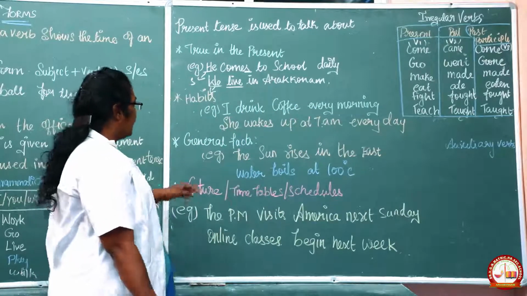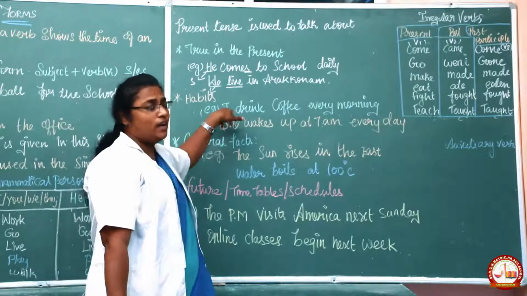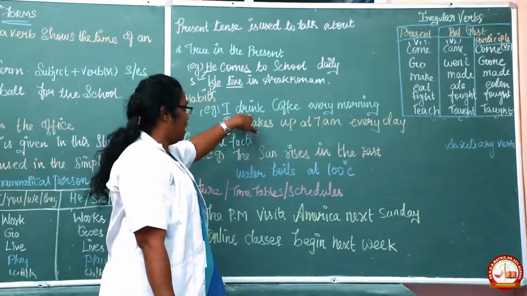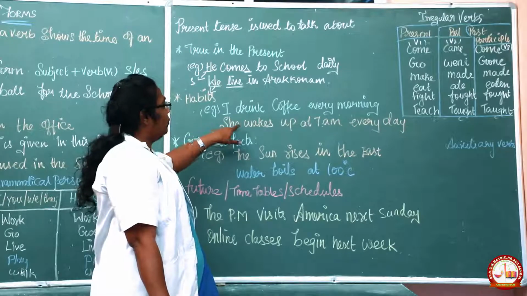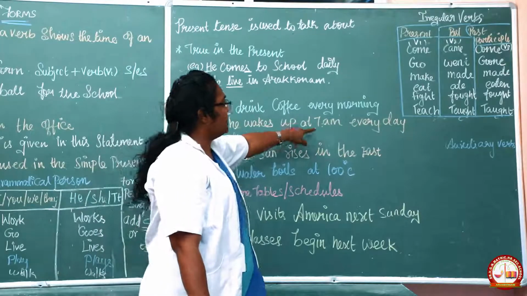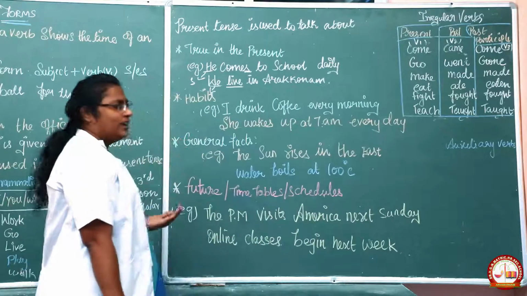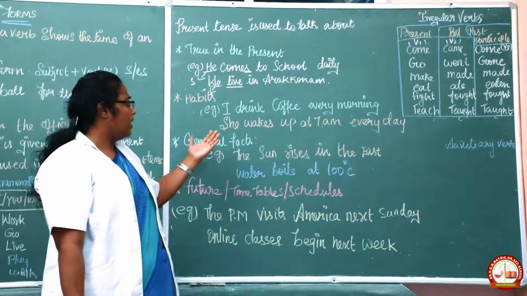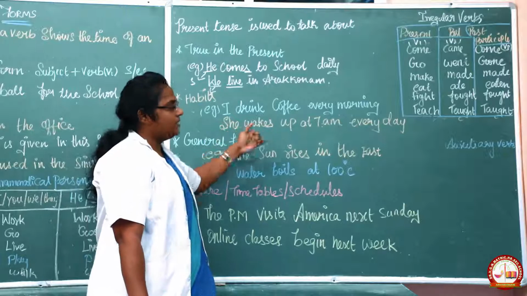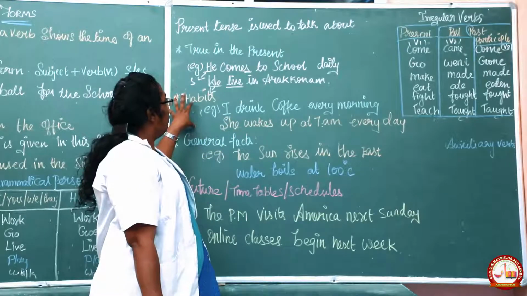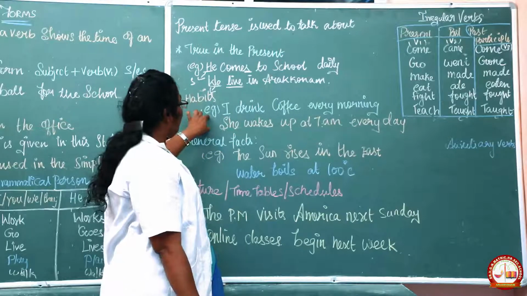So if you see here again, this I is the subject. Drink is the main verb. And the next one, she wakes up at 7 a.m. every day. That is her habit. She wakes up at 7 a.m. So this is the example for habits.